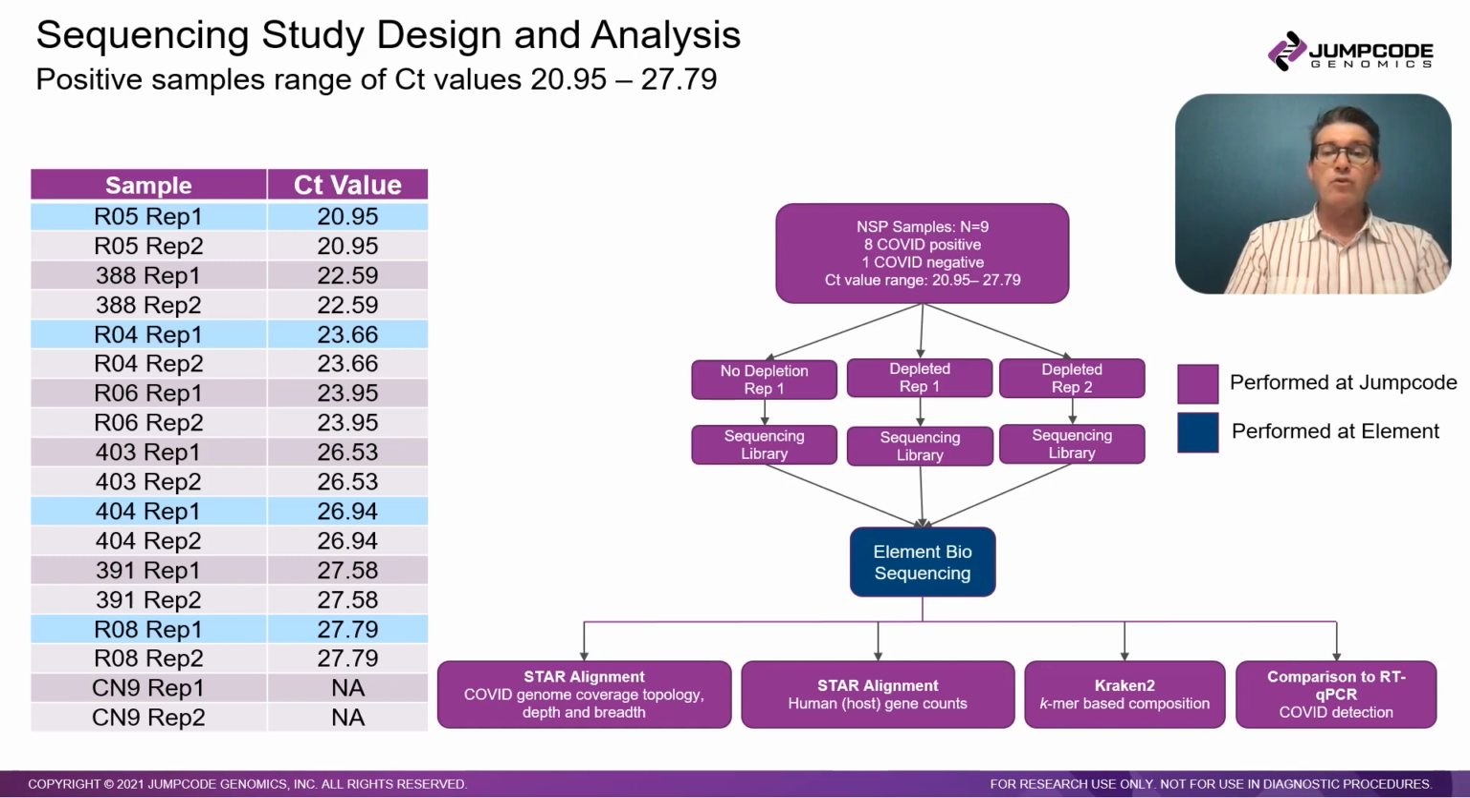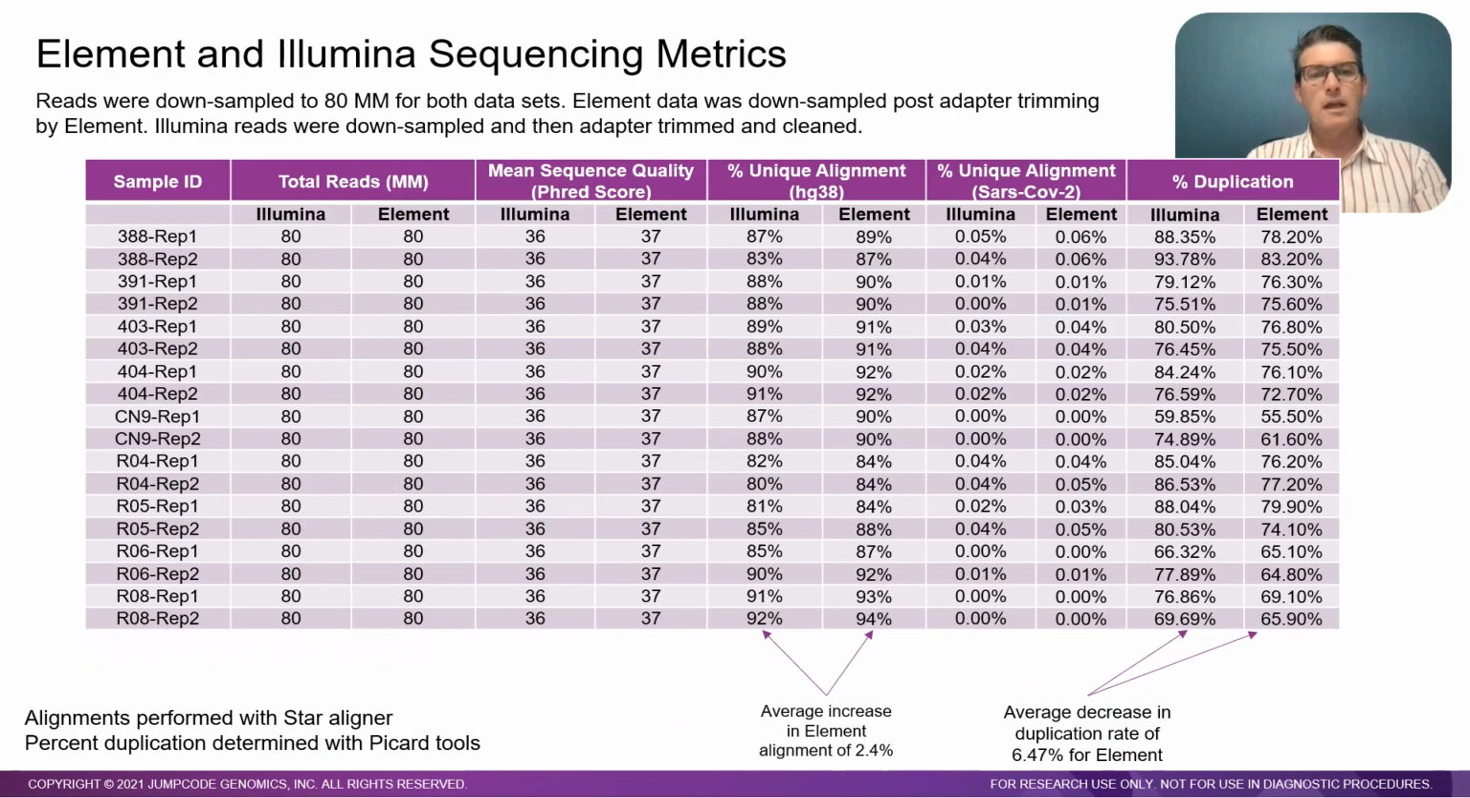The resulting libraries were run on the Element Biosciences sequencing platform, and the resulting data was analyzed through the 4 pipelines shown below, and these outputs were compared to those seen with the Illumina platform. I'll be showing those comparisons today. But first, let's take a look at some of the sequencing metrics that we see on each platform.